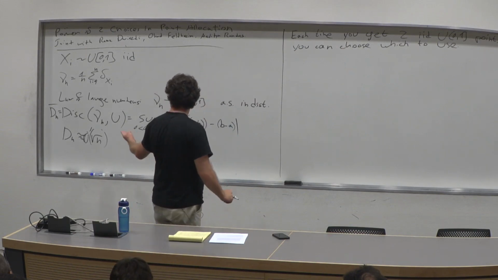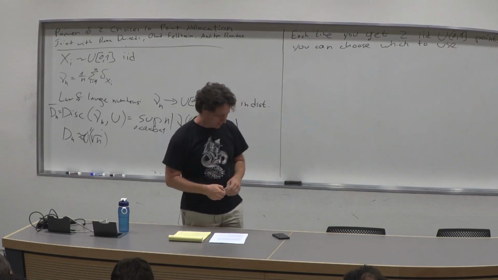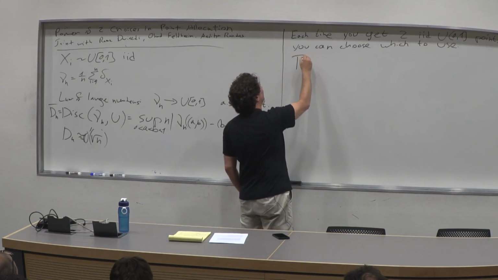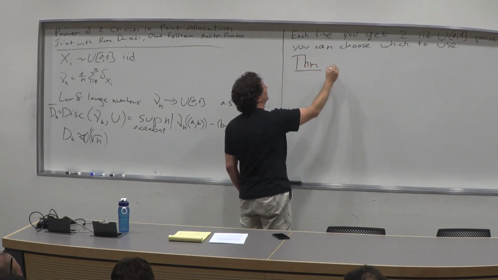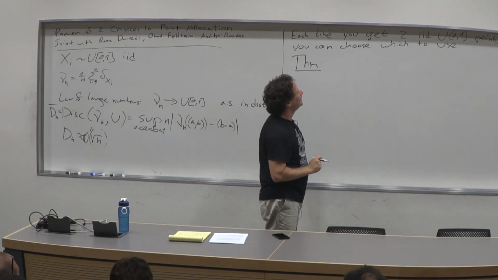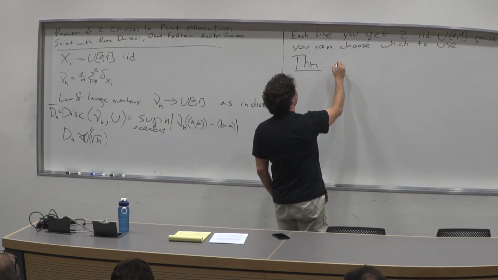So can you do anything better if you have this power? Can you make it converge faster? Well, the answer is yes. Okay, so all the theorems are joint with everyone, so I don't bother writing. So there is a strategy.